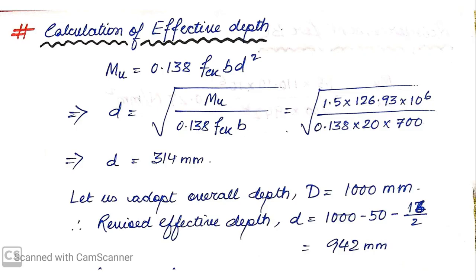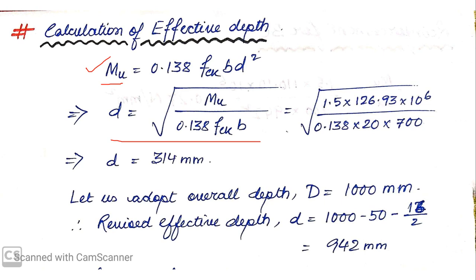So here we need to determine the effective depth of the pile cap. For this we use this famous equation Mu = 0.138 fck b d², where Mu is the ultimate moment. So if you rearrange, you get this equation: d is equal to root over Mu by 0.138 fck b. Now the big question is, what will be the value of Mu?